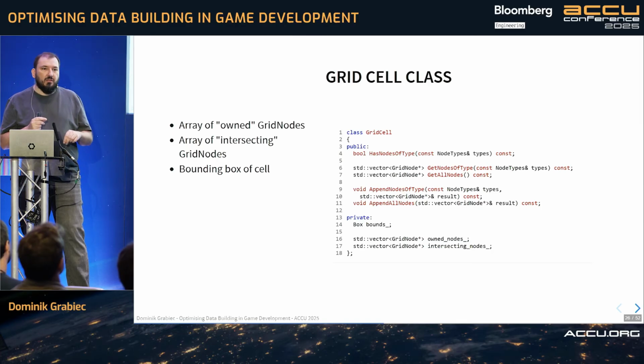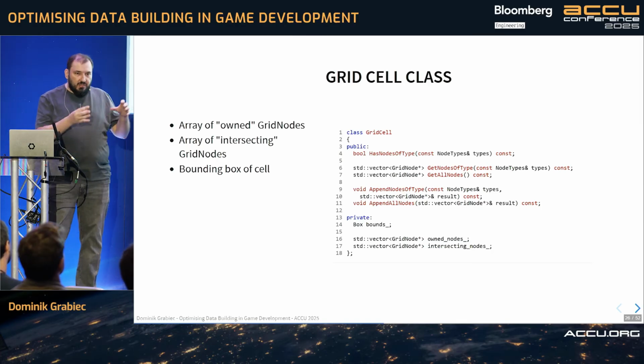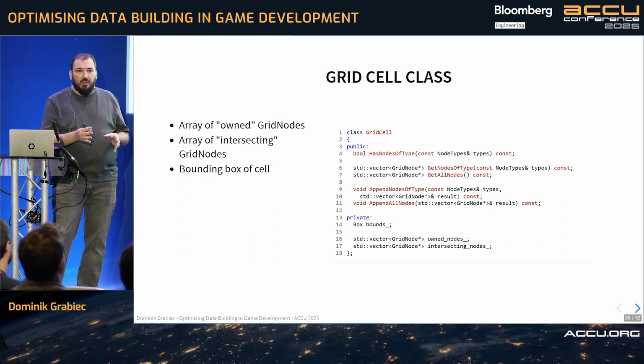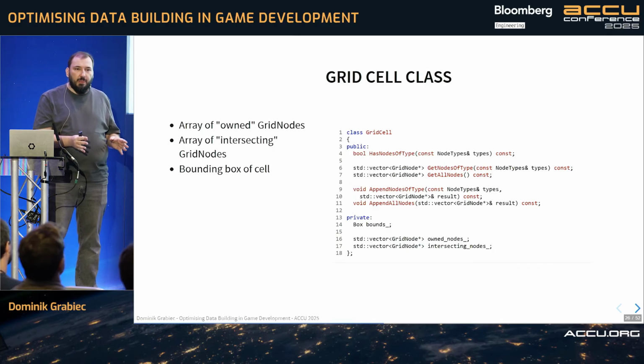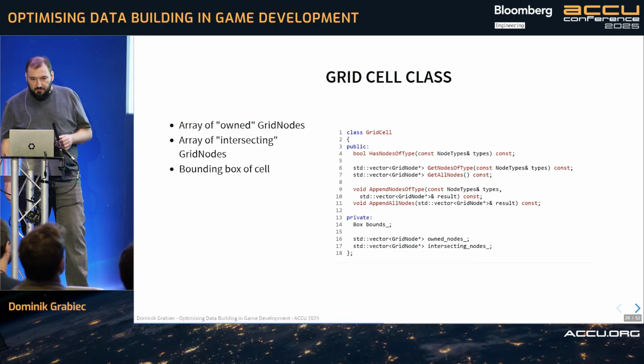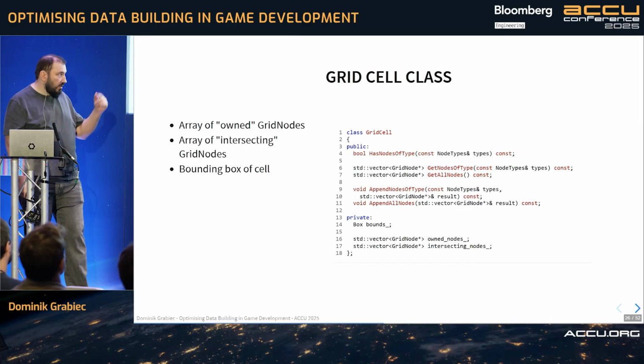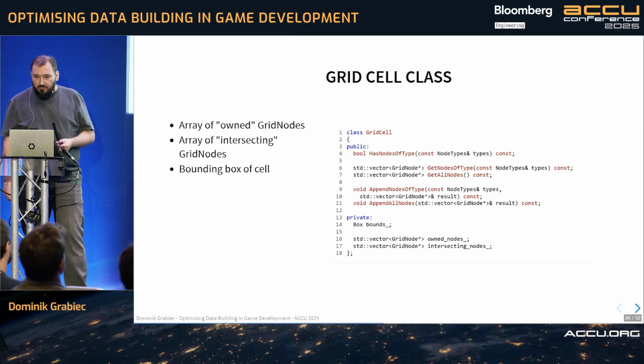And the intersecting nodes are useful when you're processing an area, like generating collision, and you've got to know every single mesh that intersects that area. So that's why you want to use that one. And of course, it's got the bounding box for just easy access.